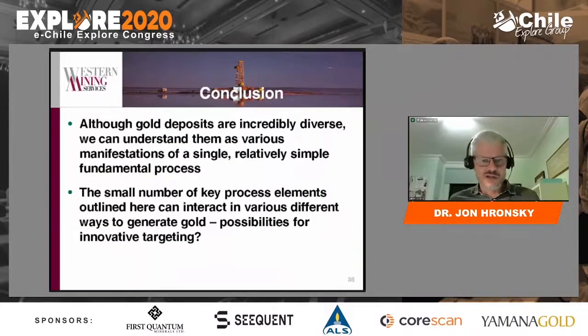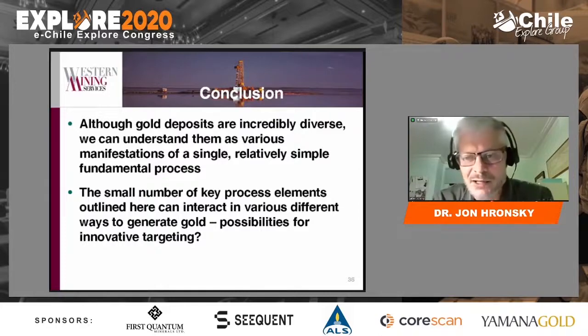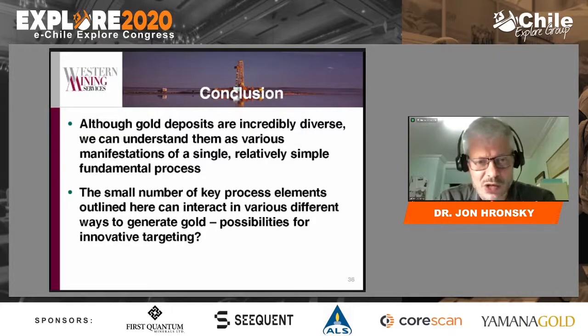So just to summarize here, my last slide: although gold deposits are incredibly diverse, I think we can understand them as various manifestations of a single, relatively simple fundamental process. The small number of key process elements outlined here can interact in various different ways to generate gold. So this allows possibilities for innovative targeting. And I ask you to think about some of the combinations that might produce fertile environments other people have not thought about. Okay, thank you.